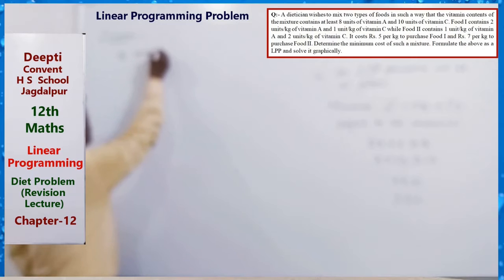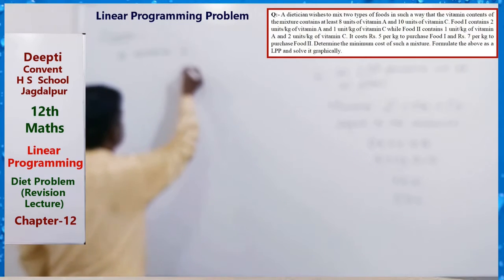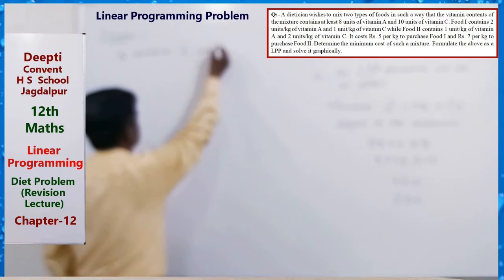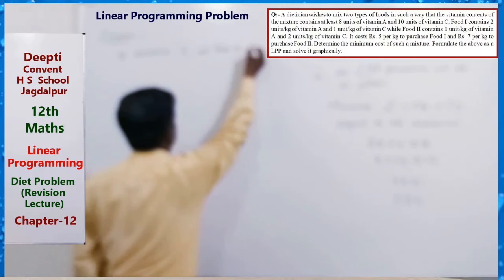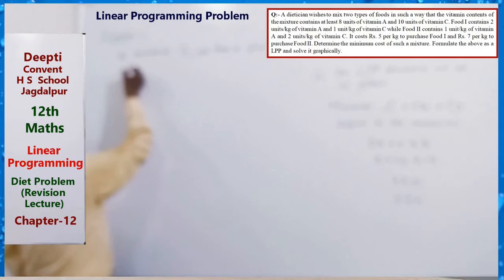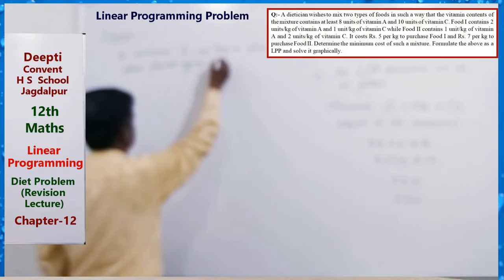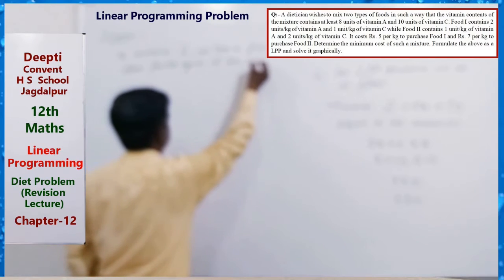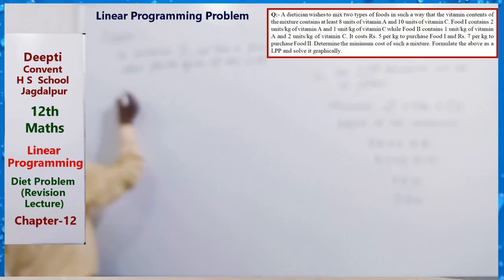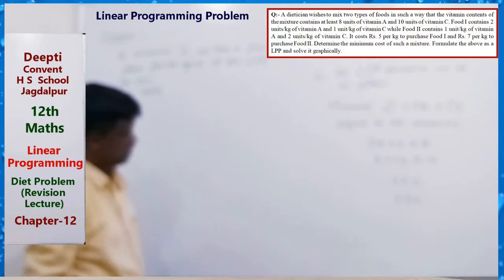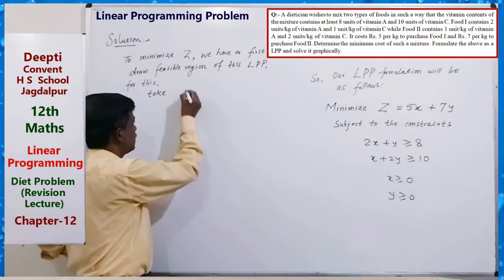Now to minimize z, we have to first draw the feasible region for this LPP. For this, take the first constraint, just take it as a straight line.